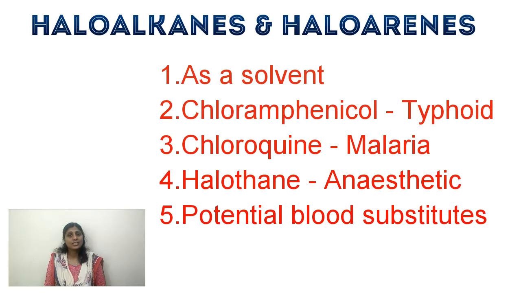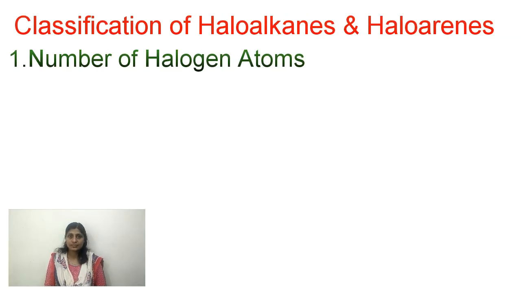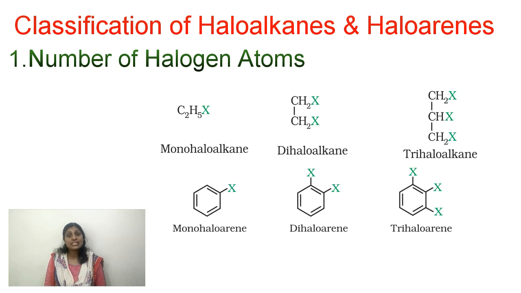We are going to study the classification of haloalkanes and haloarenes. First one, on the basis of the number of halogen atoms, they may be classified as mono, di, tri, tetra, etc. compounds depending on the number of halogen atoms in the structure. For example, C2H5X.